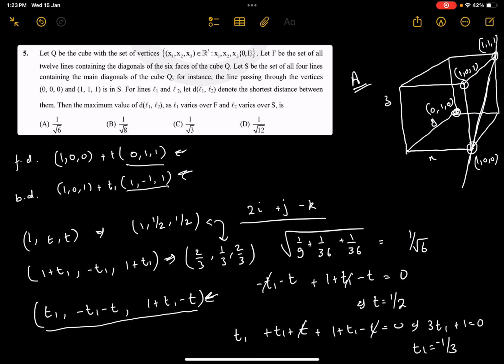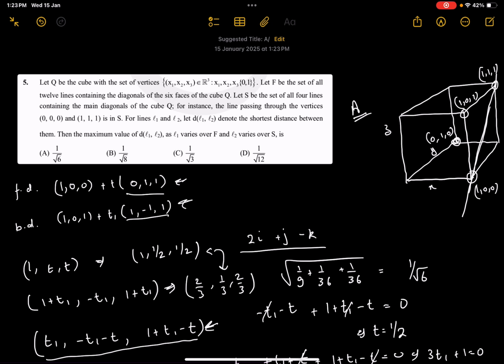So the trick was to identify that any pair of non-intersecting face diagonal and body diagonal will have the same minimum distance.